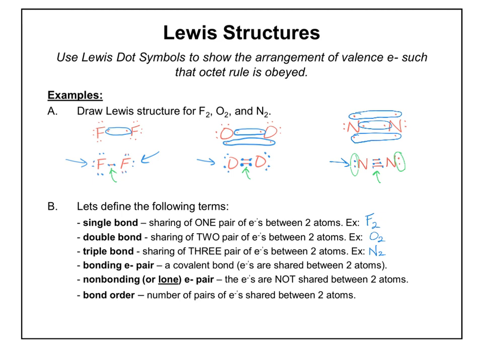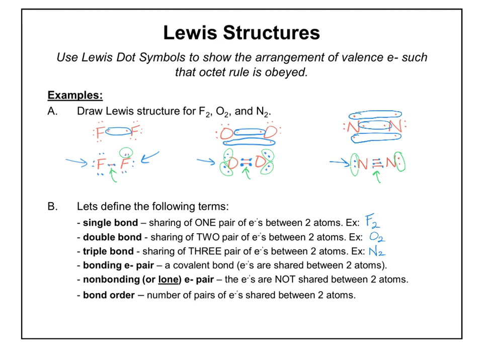Here's another lone pair, and another, and another. I could keep going, okay? And then we've already talked about bond order when we talked about bond length and bond energy. So bond order is the number of pairs of electrons shared between the 2 atoms.